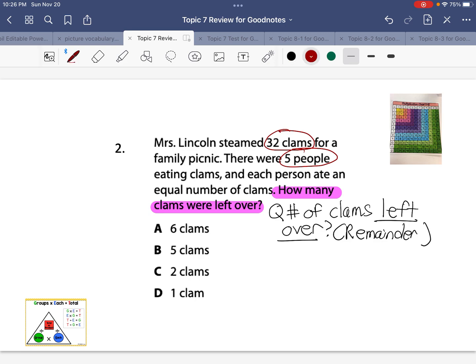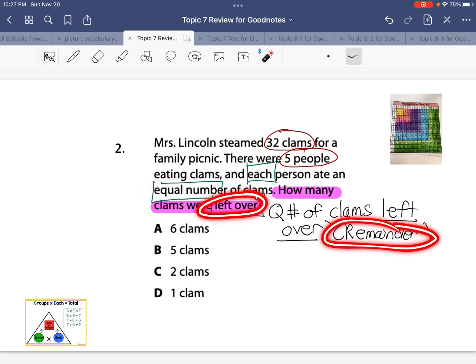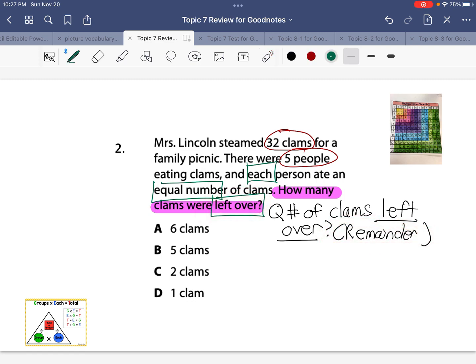So now I'm going to box in my keywords. I have each, I have equal number again, and I have leftover. Equal number gives us a hint that we're going to divide. Leftover, again, remember it means my remainder. So just to be sure that I am dividing, I'm going to do my get, my groups, each, total. My total is my 32.